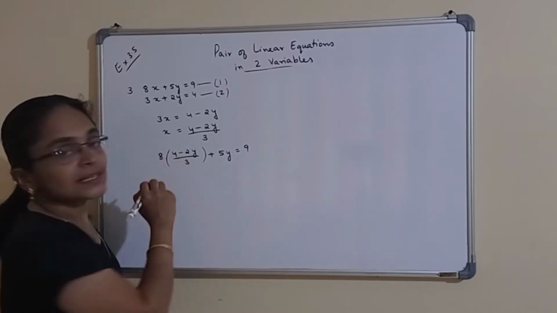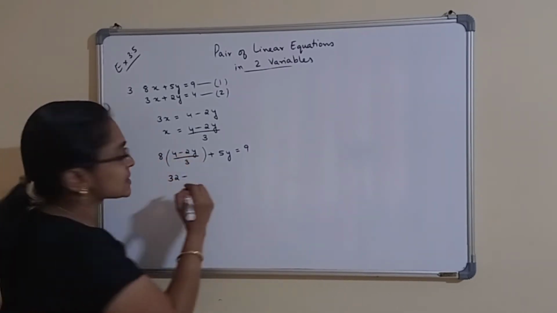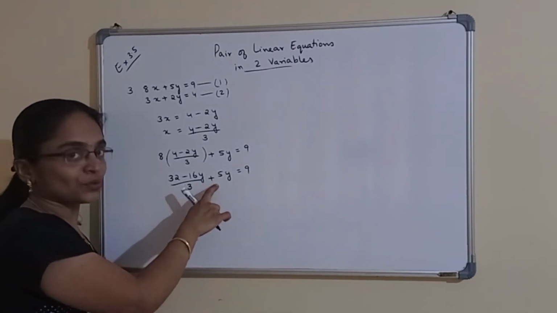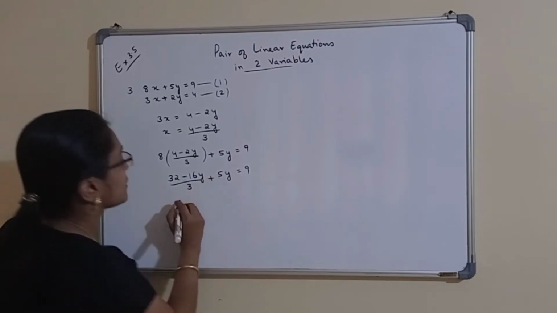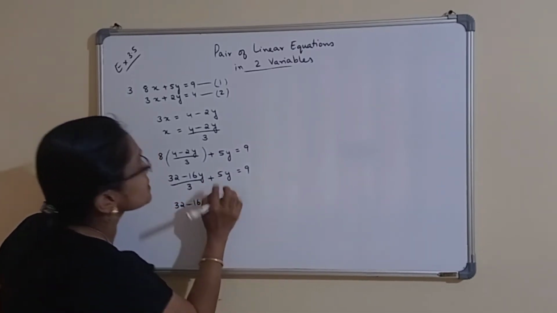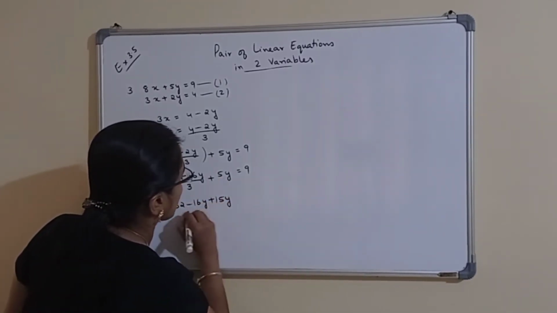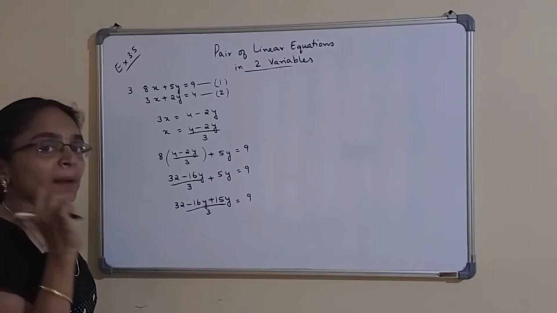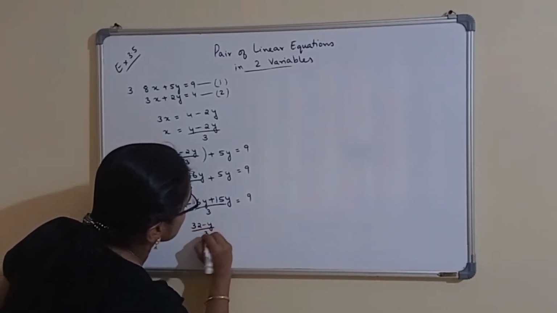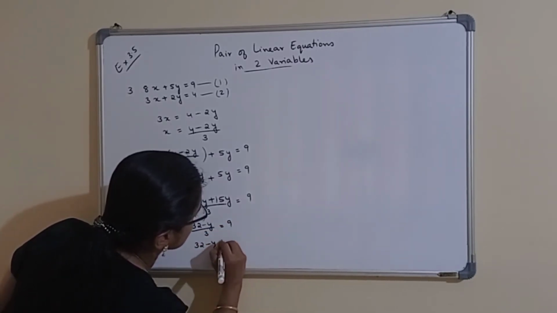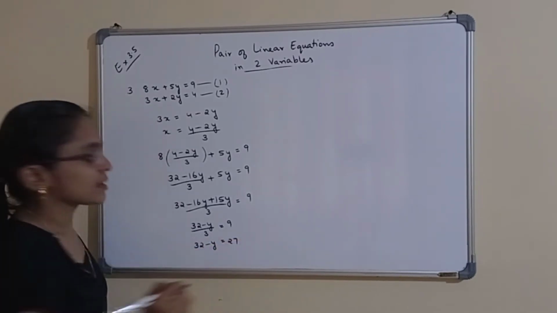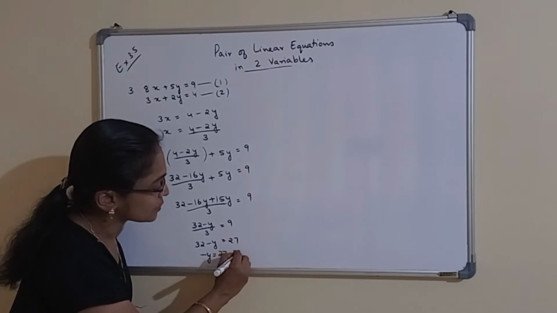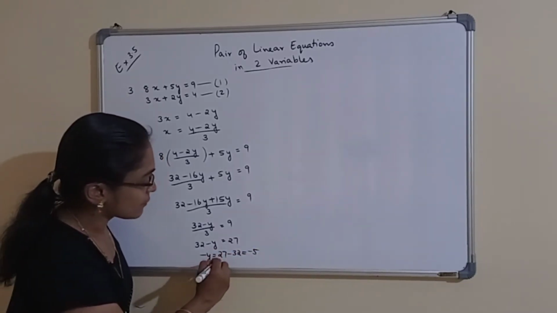Which means 4 8s are 32 minus 2y into 8 is 16y, by 3, plus 5y is equal to 9. Now for adding this we have to take LCM. LCM is 3. So multiplying 5y by 3 we will get 32 minus 16y plus 5y into 3 is 15y, by 3, is equal to 9. Now 32 minus 16y plus 15y is minus y. So (32 minus y) by 3 is equal to 9, which means 32 minus y is equal to 3 nines are 27. So 32 minus y is equal to 27 means minus y equal to 27 minus 32, which is equal to minus 5. So what is y? y is equal to 5.